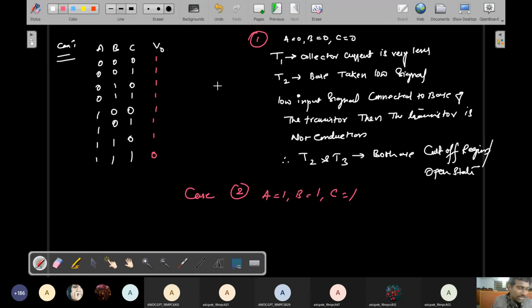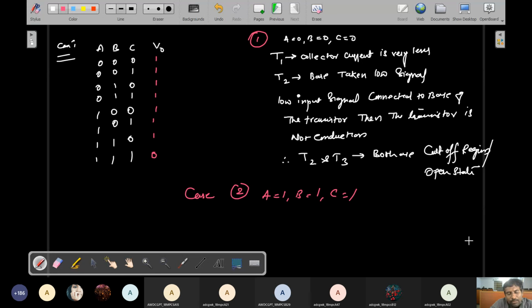Okay, so this is the transistor logic. So please tell me, does everybody understand or not? Okay, everybody understand? See, everybody understand or not?